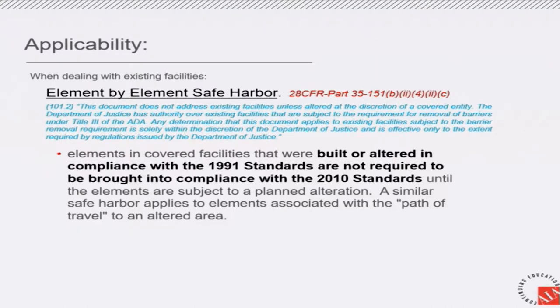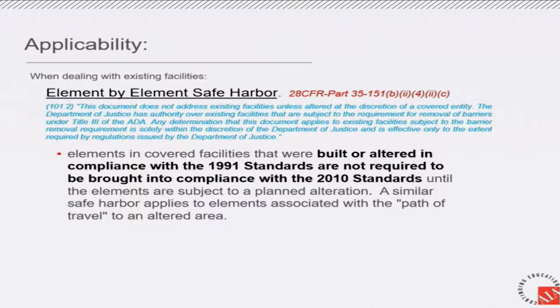Element by element, safe harbor. The ADA in 2010 published a safe harbor that said basically elements in covered facilities that were built or altered in compliance with 1991 standards are not required to be brought into compliance with the 2010 standards unless and until those elements are subject to a planned alteration.